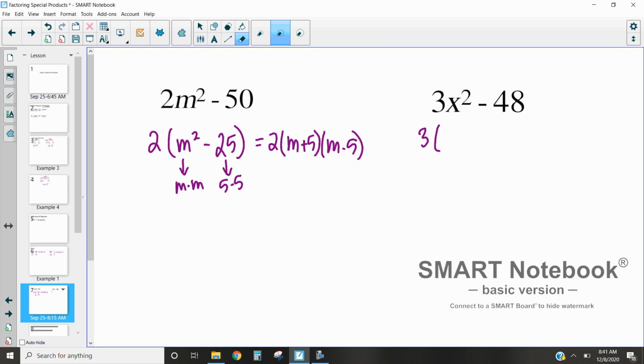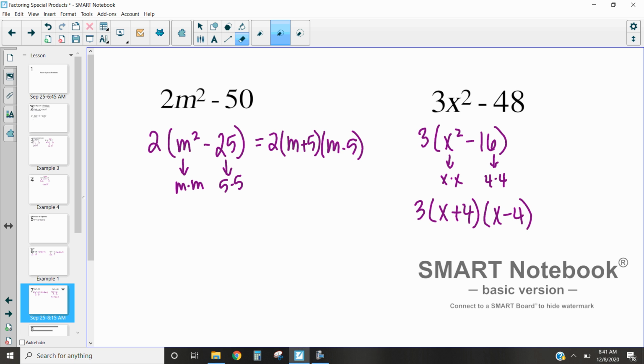We're going to factor out a 3 there, and we end up getting x squared minus 16. And this factors into x times x. This one breaks down into 4 times 4. So we really get 3x squared minus 48 is 3 times x plus 4 times x minus 4. Awesome. So that's kind of how we can use this difference of squares.